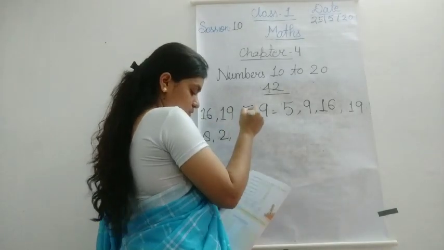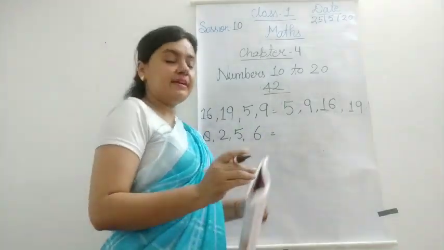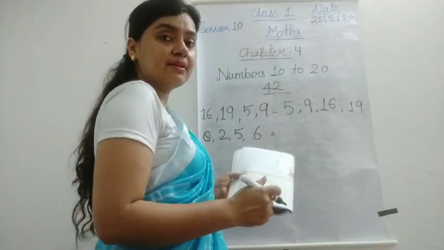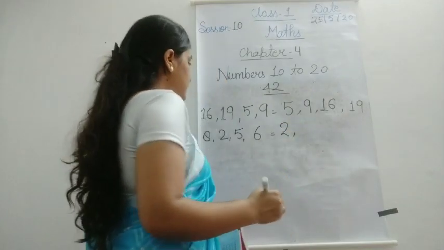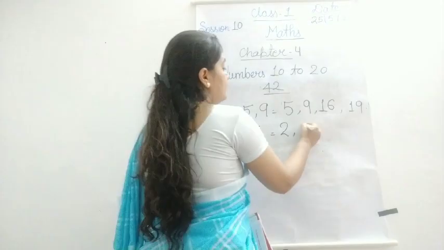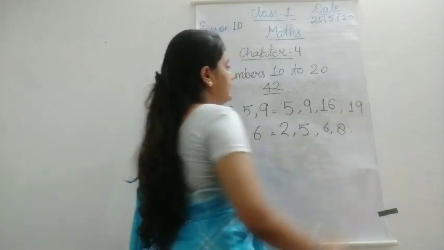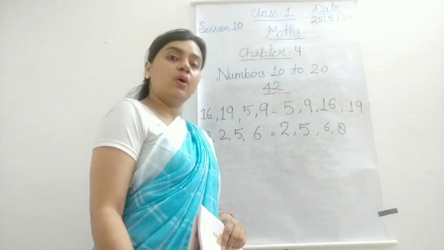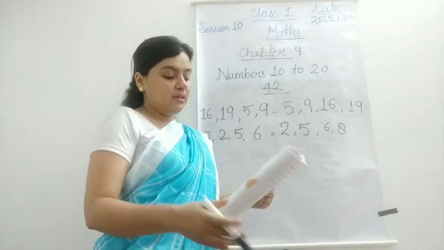Let's take one more example: 8, 2, 5 and 6. Okay, what we will do? Which number is the smallest here? Here 2 is smallest. Then which number after 2? Which number will come here? 5. Then 6 and then 8. This is ascending order. I hope you are getting me.